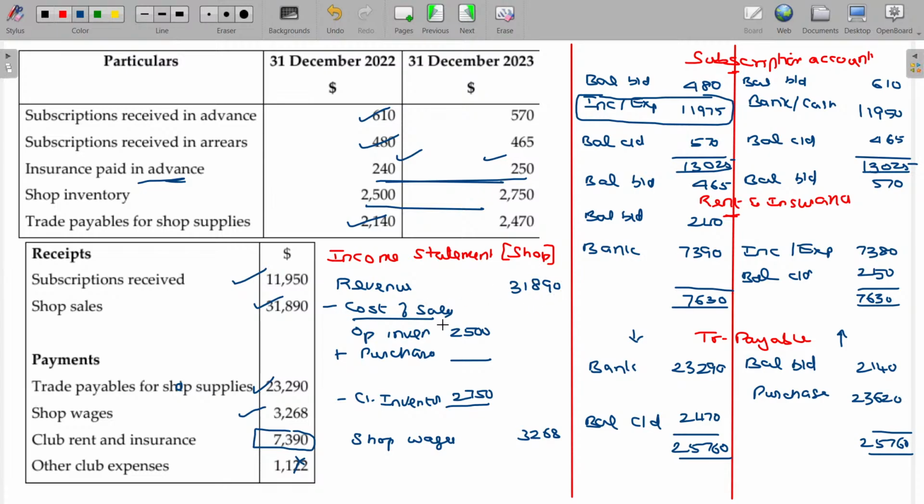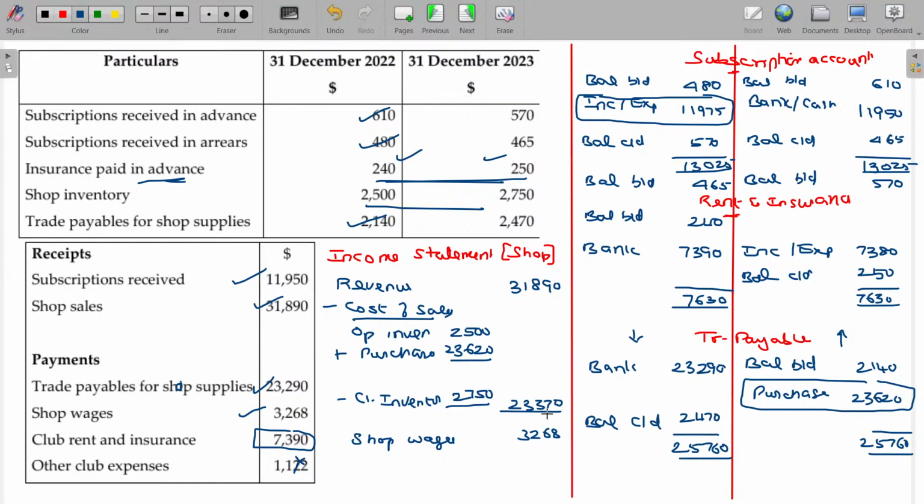Now we'll go for the income statement. So revenue is given, cost of sales, opening inventory is given, purchases is not given. So we calculated the purchases here in trade payables. So we can transfer from here to here 23,620. Now add these two and subtract this one, then the ultimate value being 23,370.